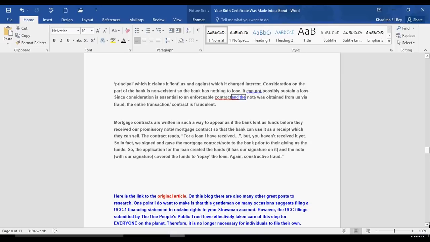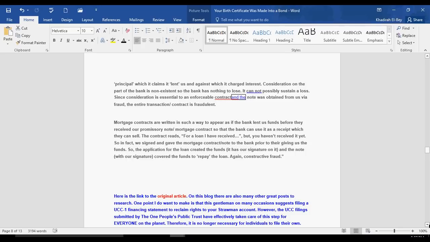Now, as soon as you sign the mortgage contract, that is the promissory note. And actually you're supposed to take a copy of it and go down to the Register of Deeds office and put it on the public record and have the county recorder or clerk seal and stamp it. All right. This mortgage contract so that the bank can use it as a receipt which they can sell.